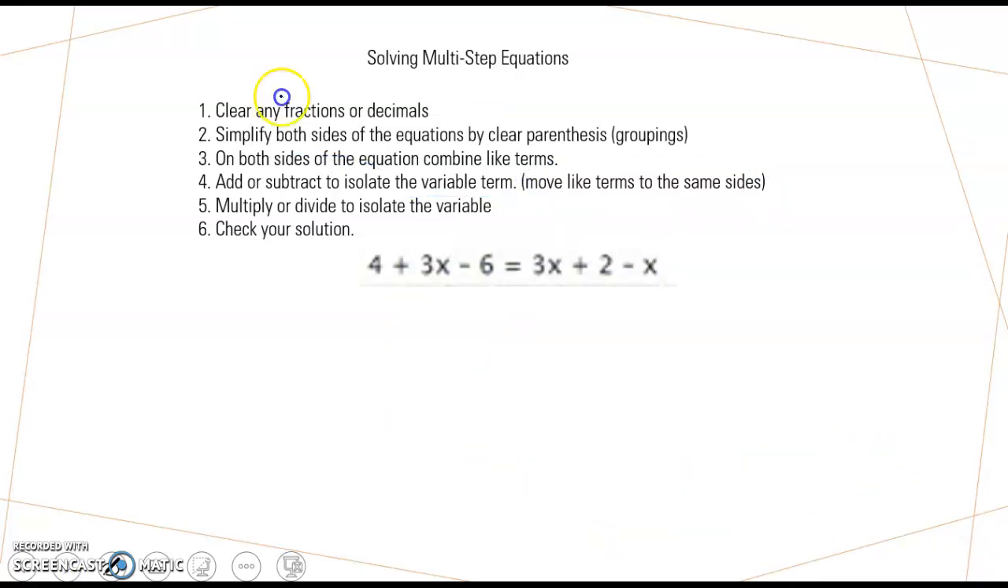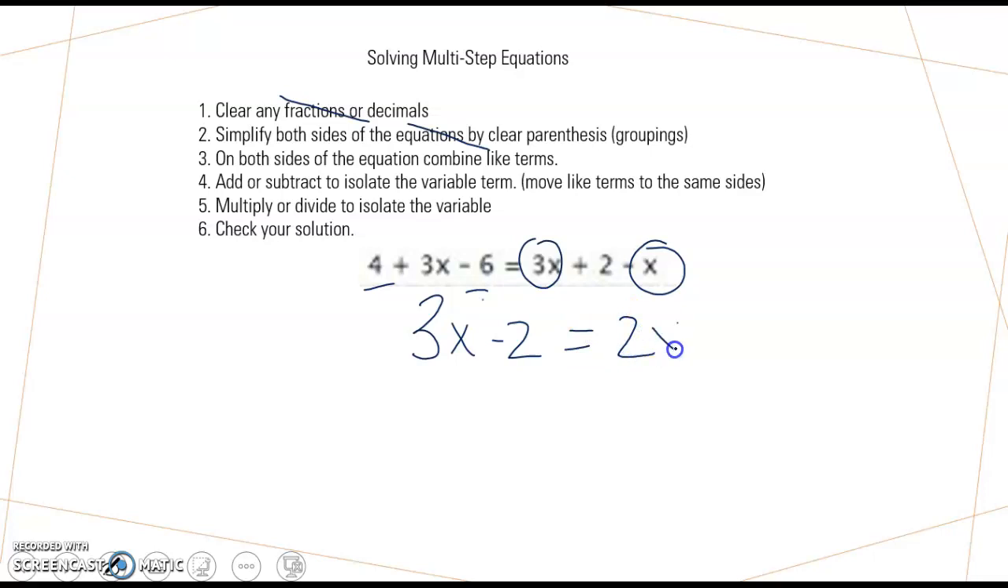If there are no fractions or decimals, you're moving to the next step. You would distribute. If there is no distributing, you'd move to the next step by combining like terms on both sides of the equation. So simplify both sides. You would get 3x minus 2 equals 2x plus 2. Now you have to move like terms to the same side.